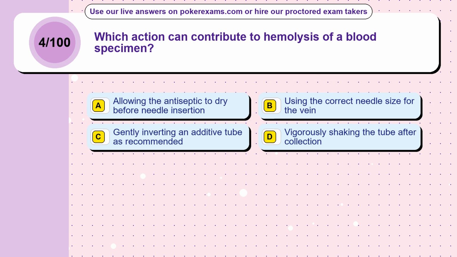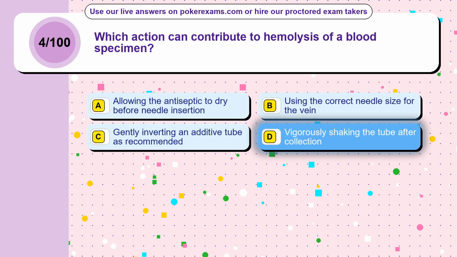Question 4. Which action can contribute to hemolysis of a blood specimen? Option A. Allowing the antiseptic to dry before needle insertion. Option B. Using the correct needle size for the vein. Option C. Gently inverting an additive tube as recommended. Option D. Vigorously shaking the tube after collection.